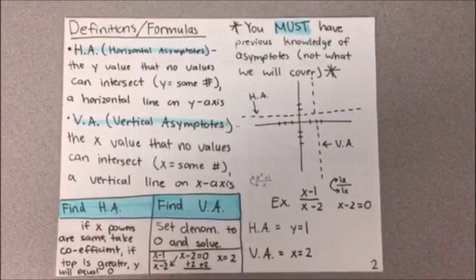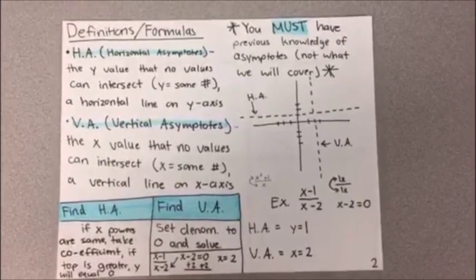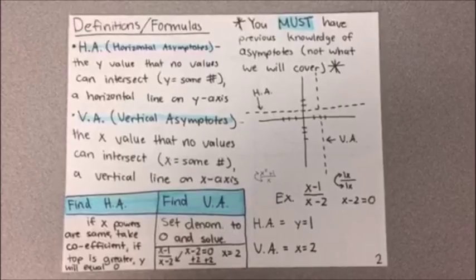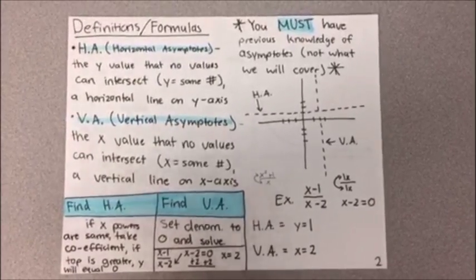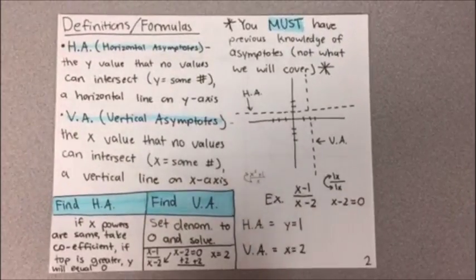You must sort of master the knowledge of asymptotes. This is not what I'm going to cover mostly. This is not where I come in. You can go ahead and look at how to find horizontal and vertical asymptotes as I explained it briefly.